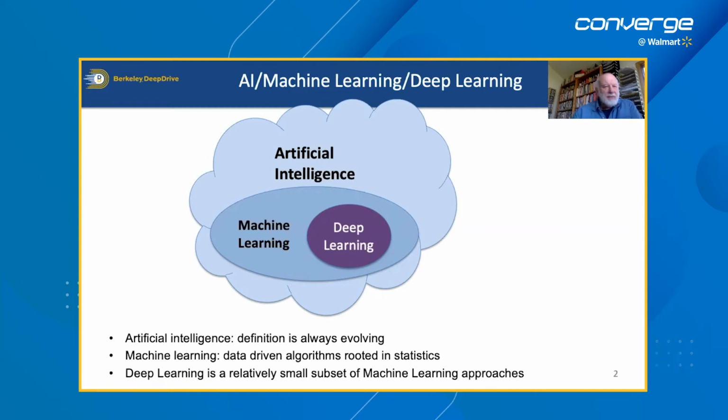The definition of artificial intelligence is always evolving, and machine learning, I think we can say generally, is a set of data-driven algorithms rooted in statistics. And deep learning is actually, as I show here, a relatively small subset of machine learning approaches.